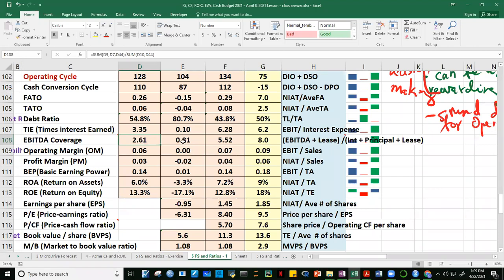Tapos nag-suffer talaga siya nung 2020, and then naka-recover ulit ng 2021. Okay, the higher the TIE and EBITDA coverage means that the higher is the capability of the company to pay its interest expense for TIE and interest, principal, and lease for EBITDA coverage.